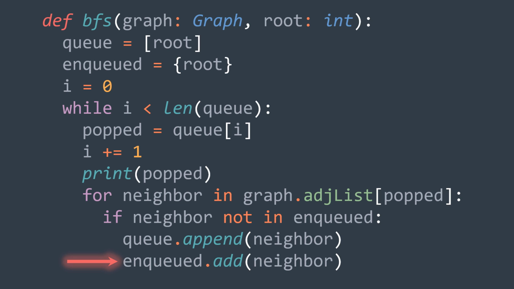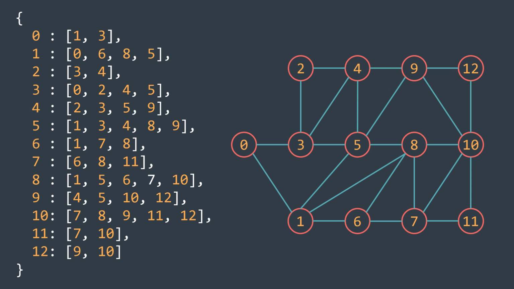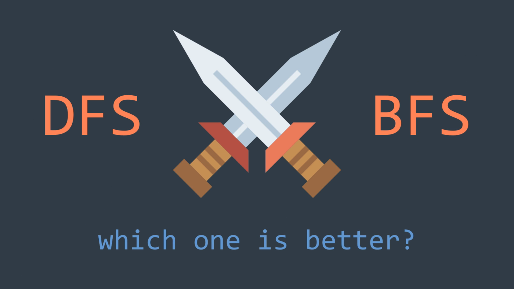That's it. Note that in this code, the graph is represented by an adjacency list, like this one. Now that you know how both DFS and BFS work, we can jump to the question, which one is better? In reality, none of them is better than the other. They are both useful, it just depends on the situation.